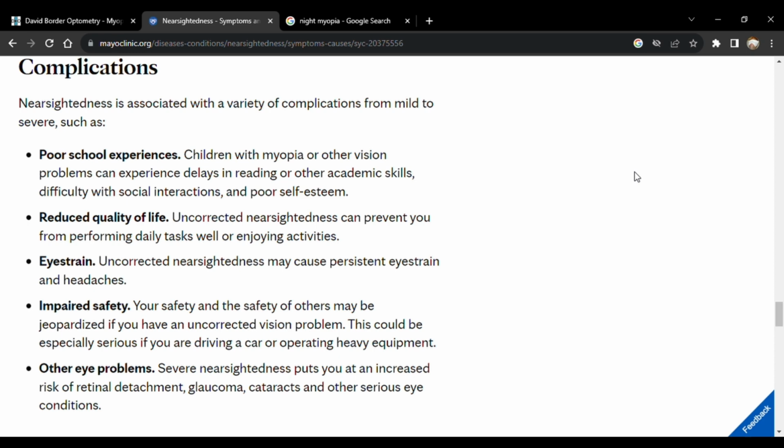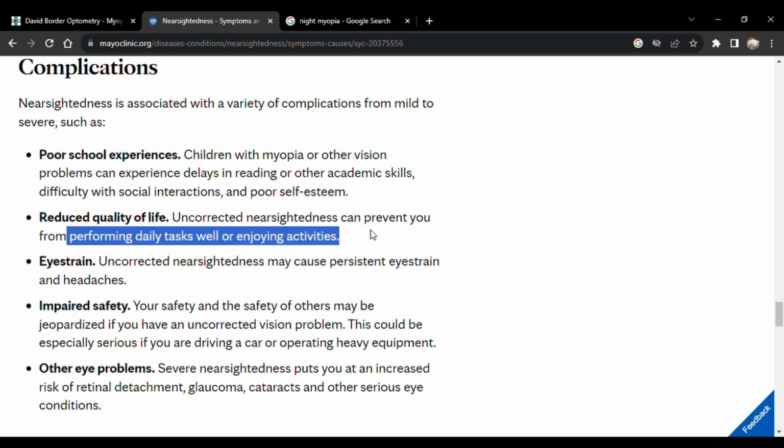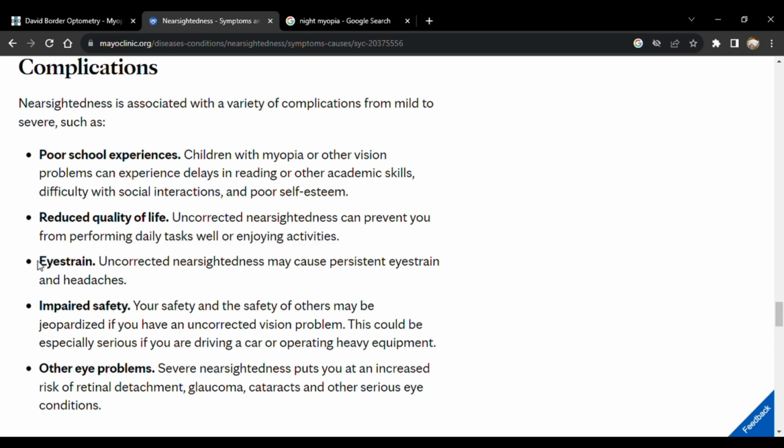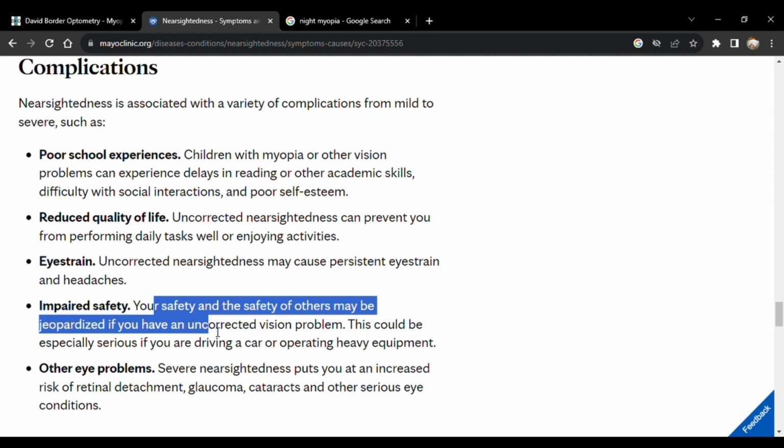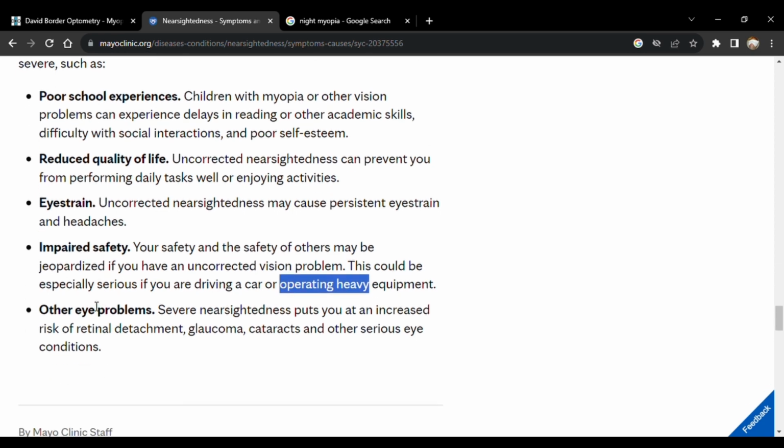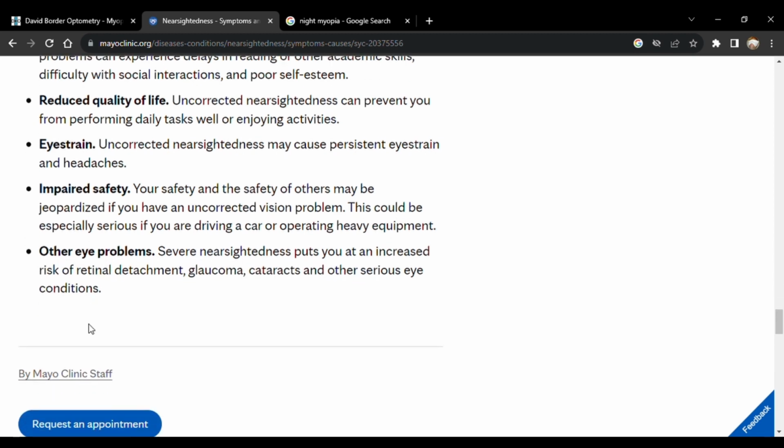Reduced quality of life. You can't see things as well. You can't enjoy things as well. Strain on the eyes, squinting, headaches. It's not safe, particularly for drivers or operating heavy equipment. And severe nearsightedness, -6 and higher, puts you at an increased risk of detached retina, glaucoma, cataracts, and other serious medical eye conditions. So this is the Mayo Clinic website for myopia.